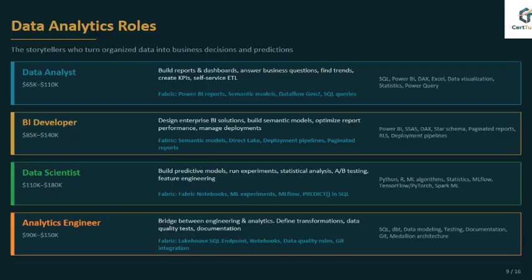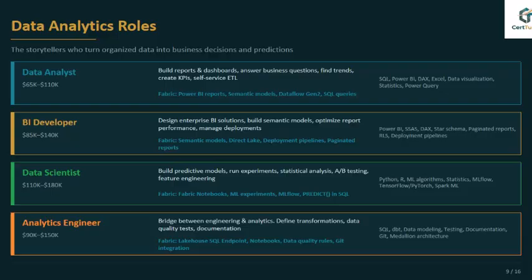BI developers, BI in the sense of business intelligence. Sometimes you'll get positions like business intelligence, senior business intelligence, junior business intelligence. Those people will be doing development work, which involves ETL along with analysis: designing the enterprise business intelligence solution, building semantic models, optimizing the report, managing deployments, SSAS, DAX. They will have the basic knowledge of SSAS, DAX queries, star schemas, paginated reports, row-level security, and deployment pipelines. With respect to Microsoft Fabric, they will be involved in semantic models, Direct Lake, deployment pipelines, and paginated reports.